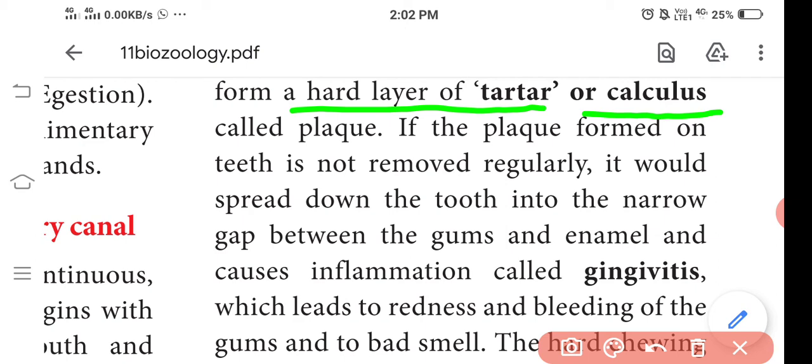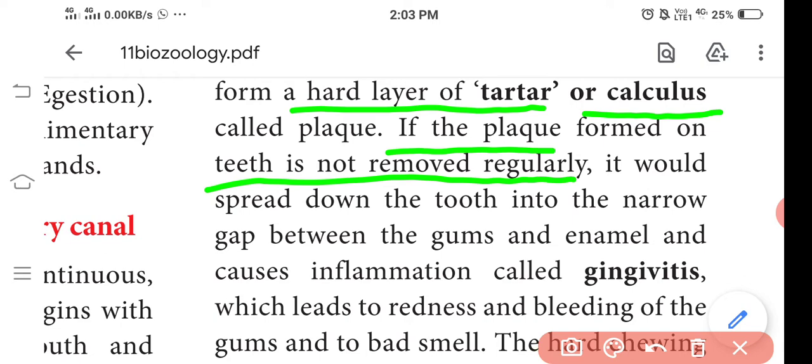Okay, if this calculus or plaque formed on the teeth is not removed, it would spread down the teeth into the narrow gap between the gums and enamel, and it may cause inflammation. So if it is on the top layer of the tooth, it will not cause much difficulty for a person. If it invades the space in between the teeth, it can cause pain and inflammation. Inflammation, can you understand? Swelling.